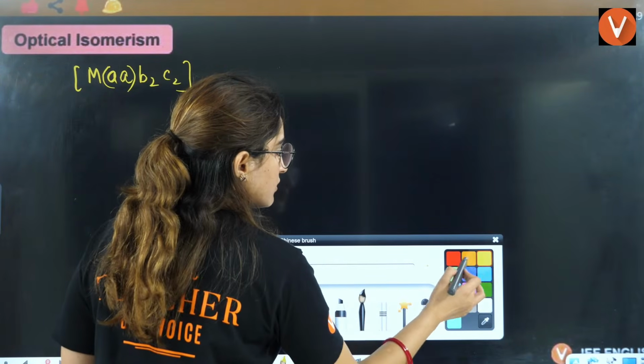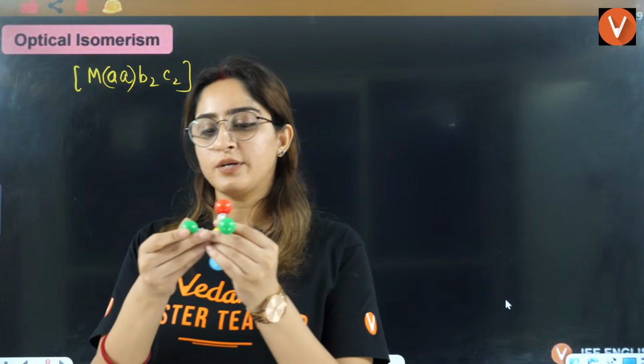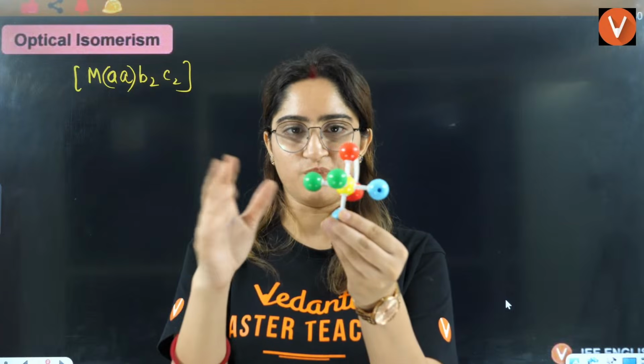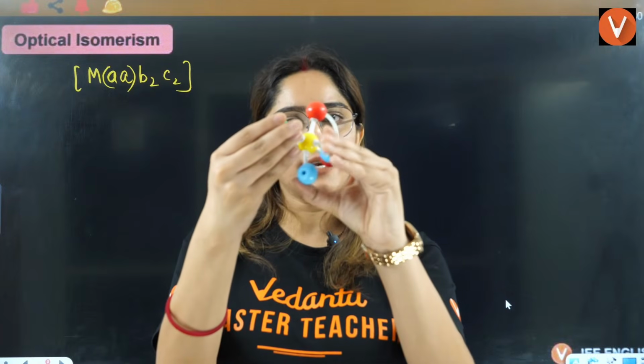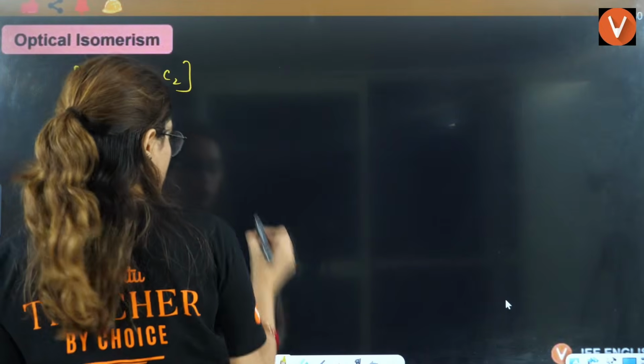AA means it is a bidentate ligand. Then you have B2, two different B, then two different C. So tell me if now optical isomerism is present. See, if I want to see the trans of it, this is the cis, where these two are next to each other, these two are next to each other, these two are next to each other. So here I have drawn the cis part. Two parts are possible here.